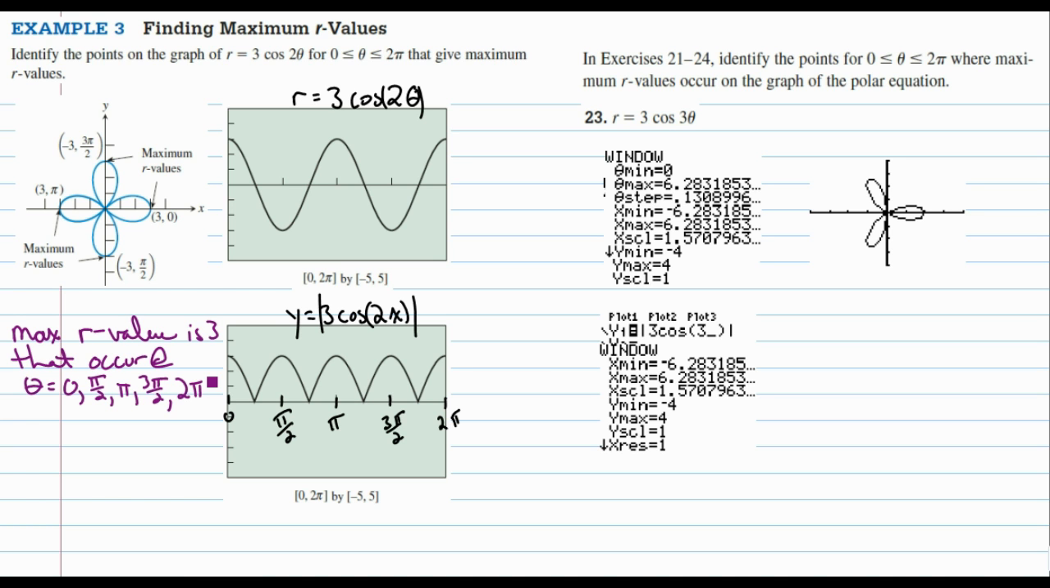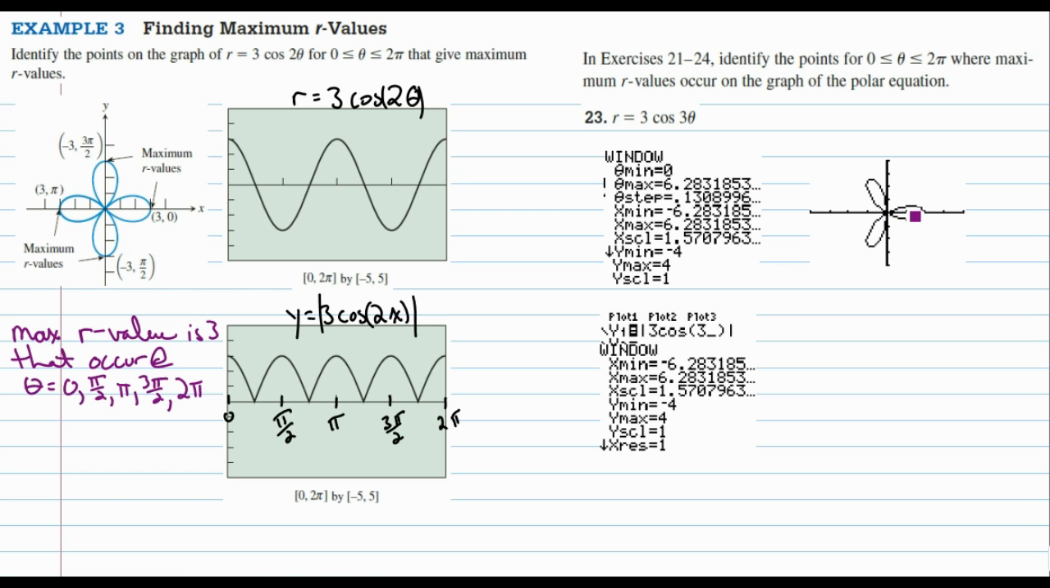So you have to actually list out the thetas that give a maximum r value. So 0, pi over 2, pi, 3 pi over 2, and 2 pi. Which you can also see on the original polar curve as our terminal ray spans around the unit circle. We have maximums here at 0, pi over 2, pi, 3 pi over 2.